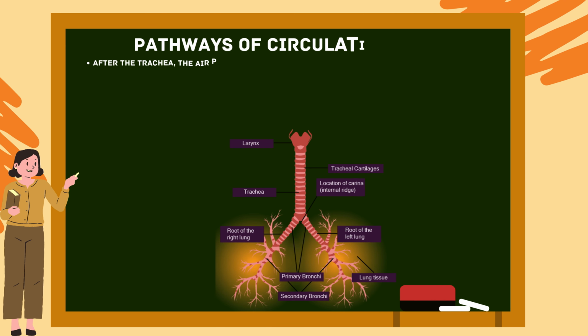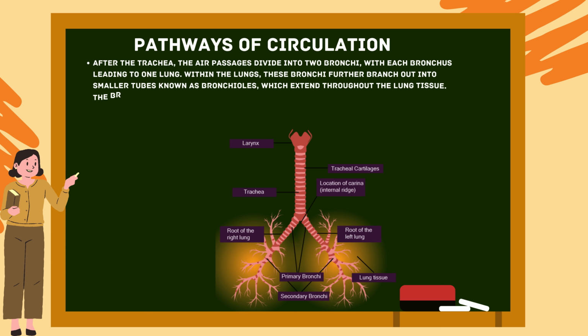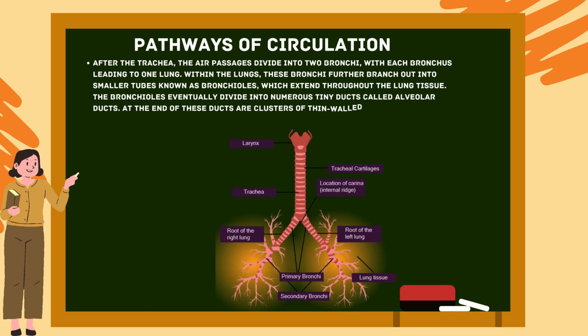Pathways of circulation. After the trachea, the air passages divide into two bronchi, with each bronchus leading to one lung. Within the lungs, these bronchi further branch out into smaller tubes known as bronchioles, which extend throughout the lung tissue. The bronchioles eventually divide into numerous tiny ducts called alveolar ducts.